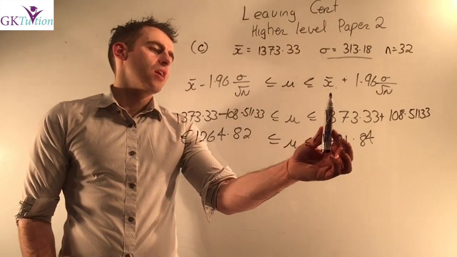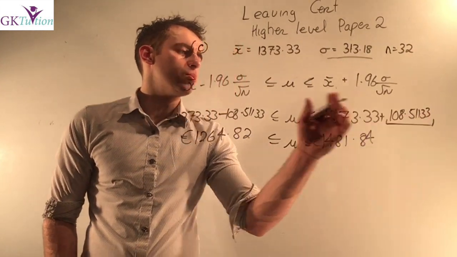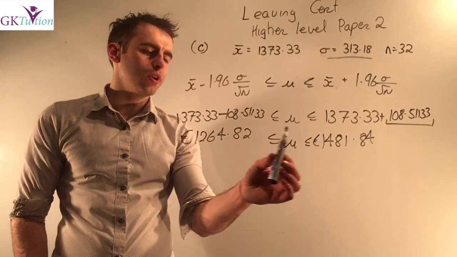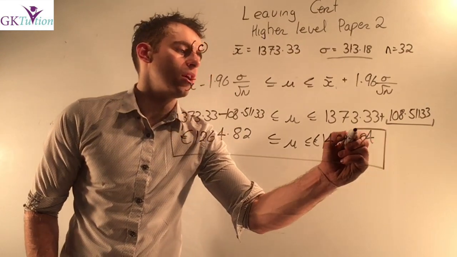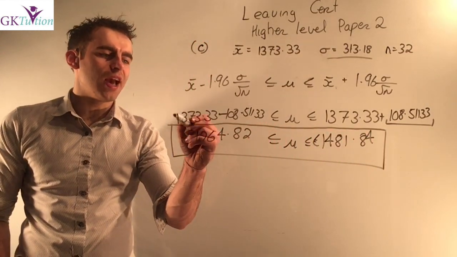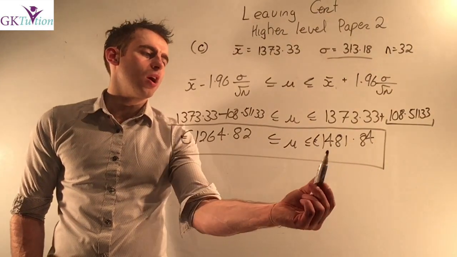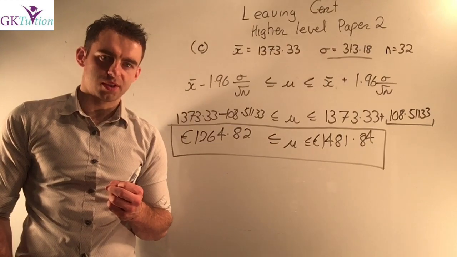So in this case, the result of my sample was this, and the margin of error, the degree to which I could be wrong, is that. So you add on 108.511, you subtract 108.511, and you can be 95% confident that if you actually worked out mu, it would lie between this figure and this figure. So that's what the marks were going for in that question.